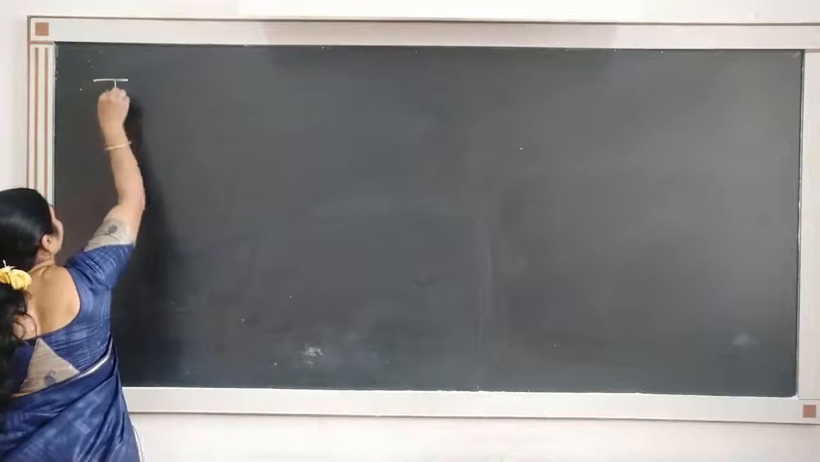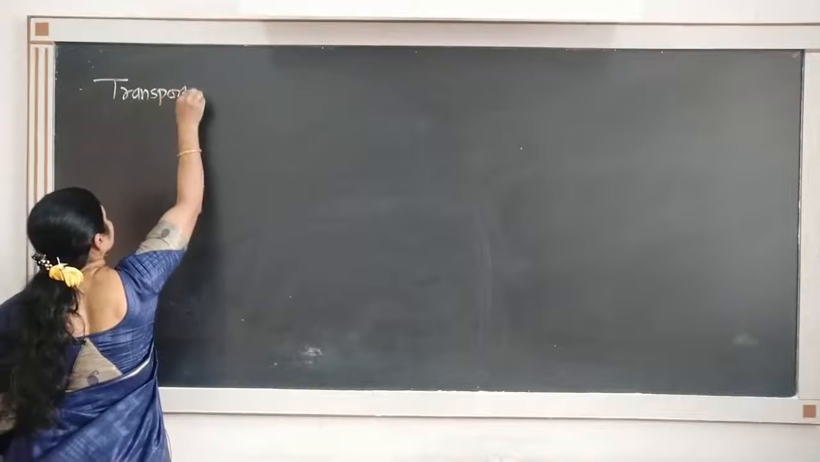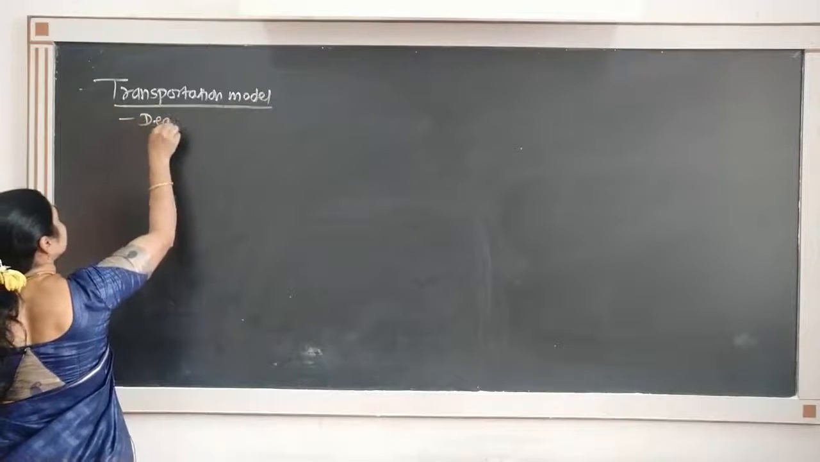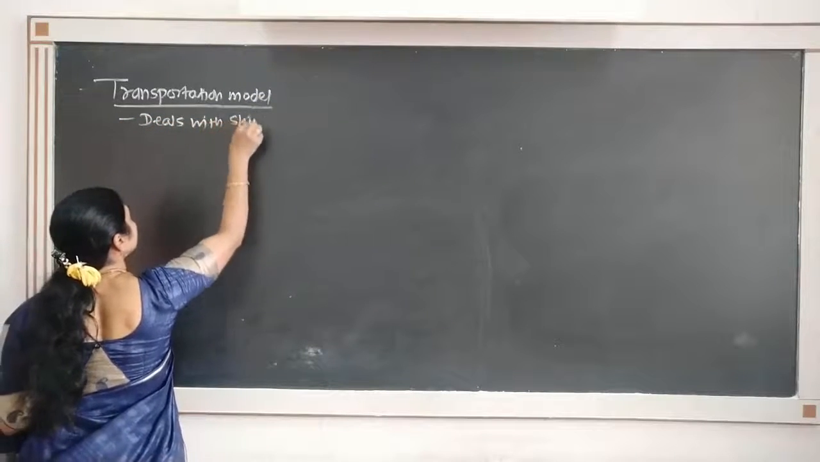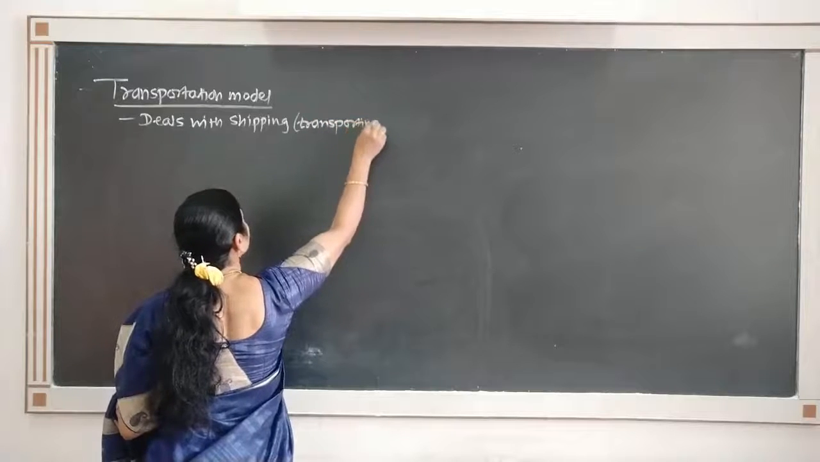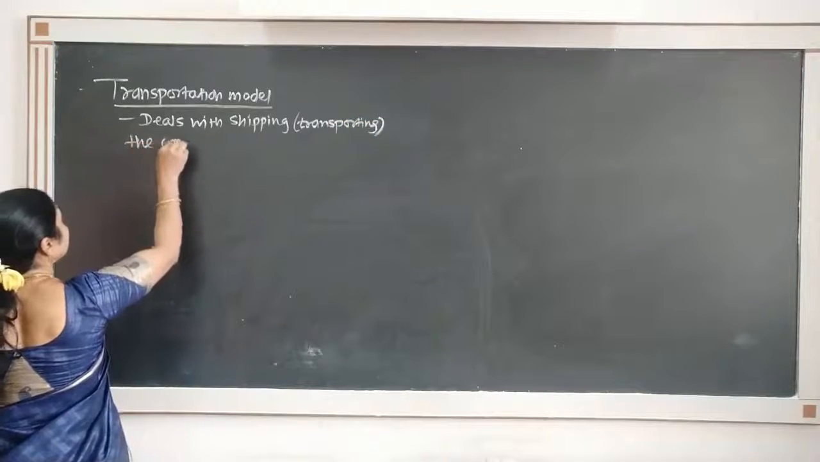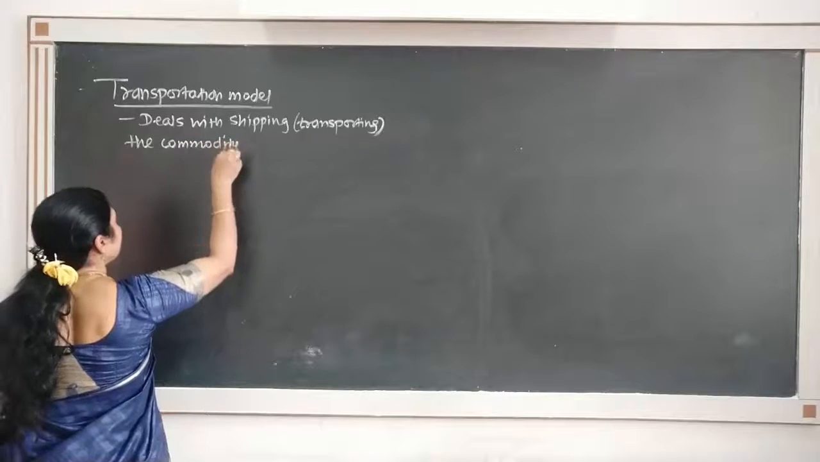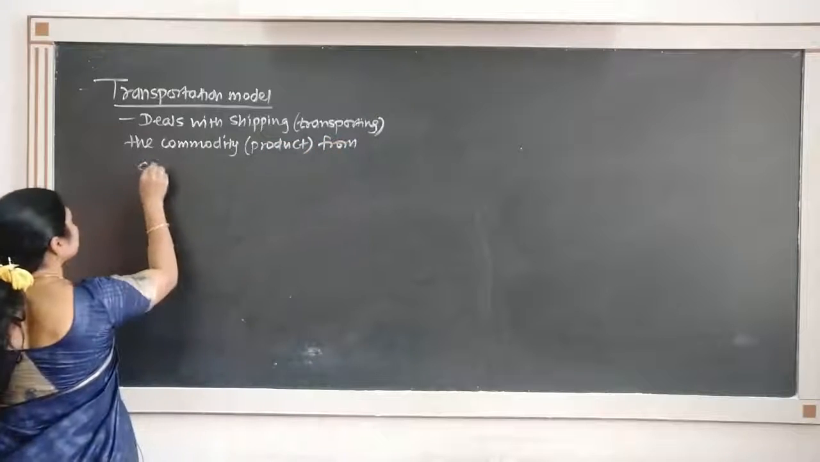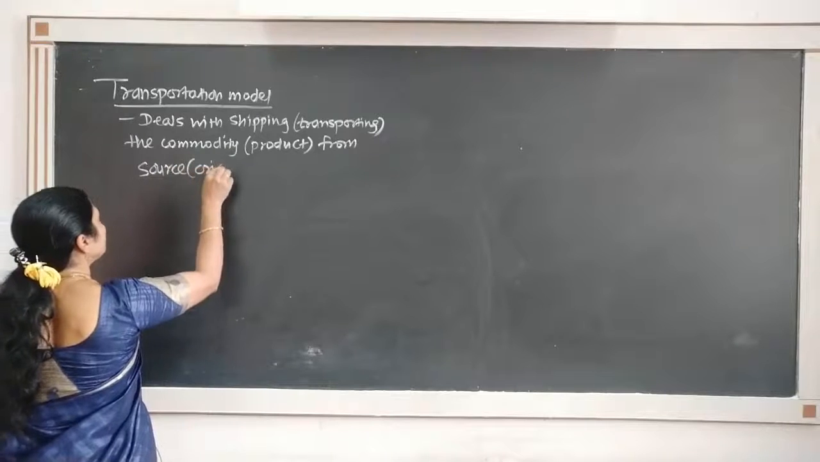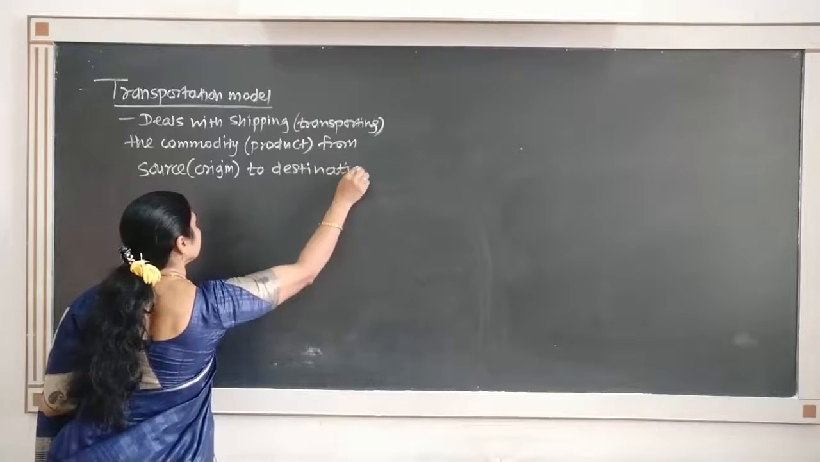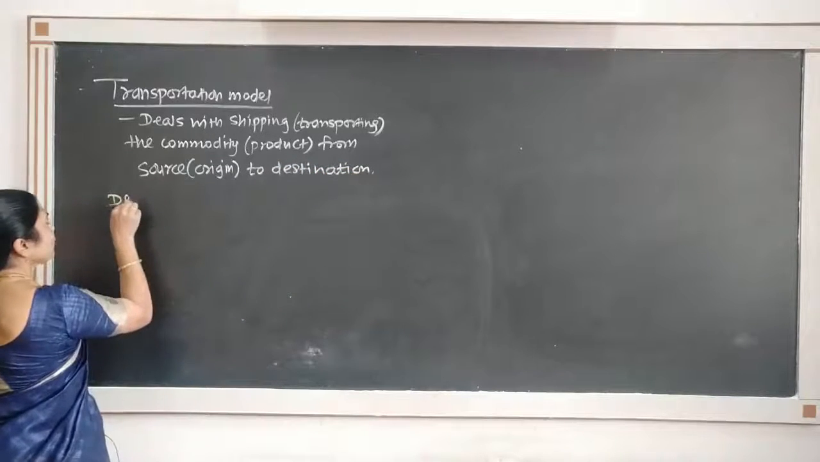So what is transportation model? It deals with shipping or transporting the commodity, that is product, from source, or it may be known as origin, to destination. So consider the definition of transportation model.